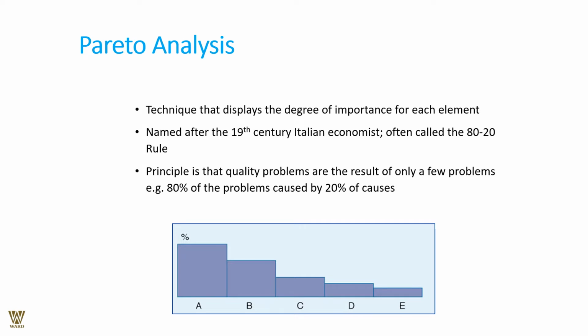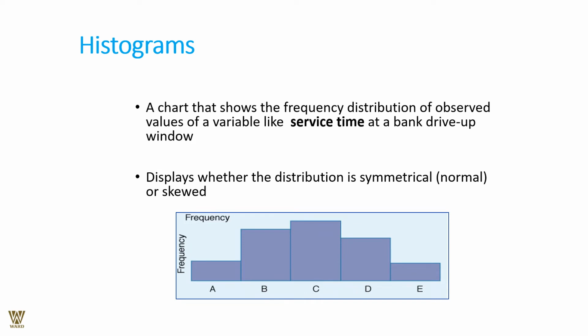So if you can control the A materials and the B materials, believe it or not, you have already taken care of cost control of approximately 70 to 80% of the total inventory. So that is what we are looking into. The principle is that quality problems are the result of only a few problems. Example, 80% of the problems can be caused by 20% of the causes, as the case might be.